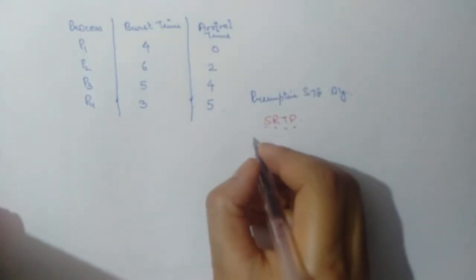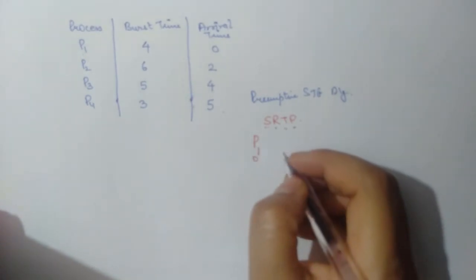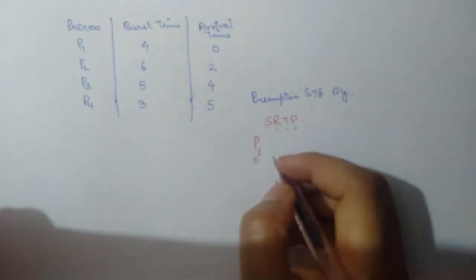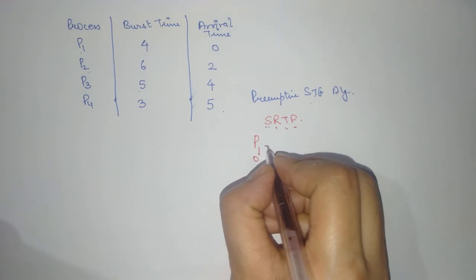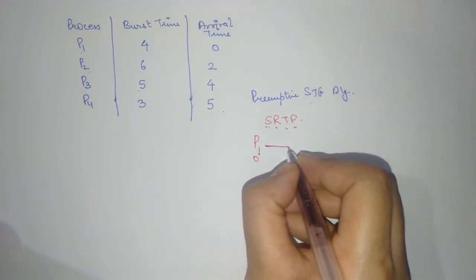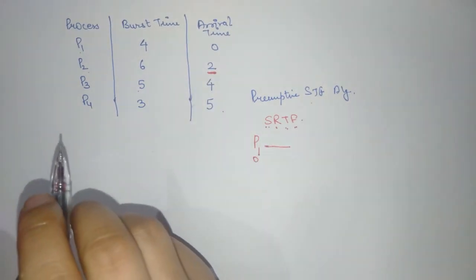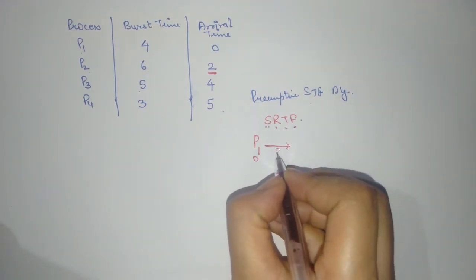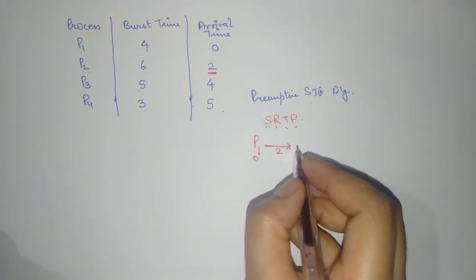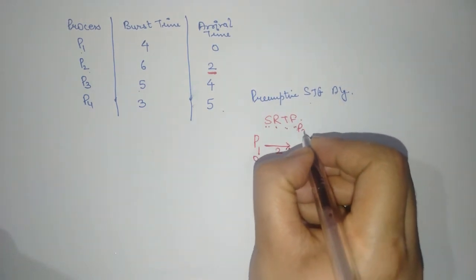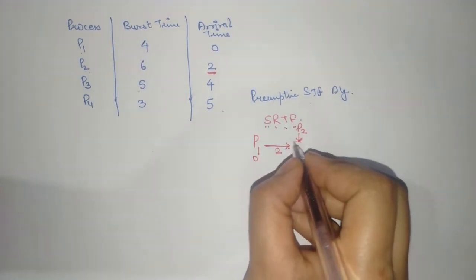The very first process which entered the queue is P1, and it entered the ready queue at time 0. Now see the next arrival time. Next arrival time is 2. P1 started its execution, and after 2 milliseconds, the next process entered the ready queue, whose name is P2. P2 entered here. Now what will the operating system do?